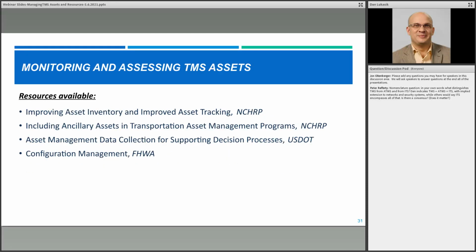Some other resources, there's some great resources and research that's been done by NCHRP, USDOT. There continues to be a lot more research being done on this topic as well. So we'd urge you to look at these, which includes the NCHRP report on improving asset inventory and asset tracking, the other NCHRP report on transportation asset management programs. Take a look at the USDOT report for asset management data collection for supporting decision processes. And lastly, the FHWA report on configuration management.